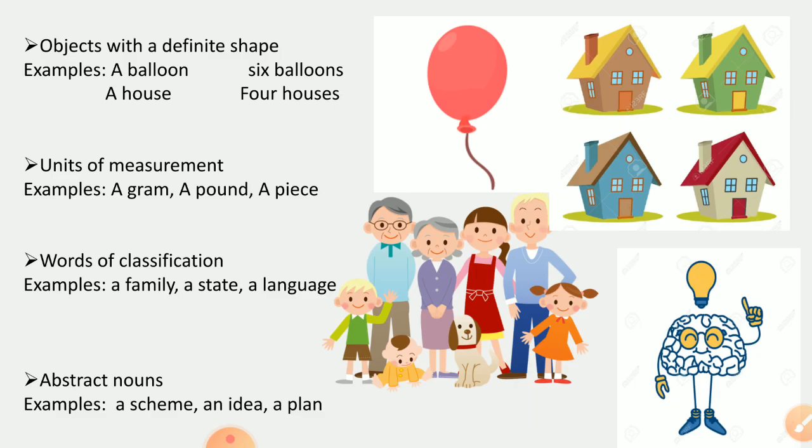Now, objects with a definite shape like balloon, house, these can be counted too. Like you went to an amusement park and you like these colorful balloons and you just bought them. Now, how many balloons have you bought? That depends whether you have bought two balloons, three balloons. Okay. Now take an example like this. Here there are four houses. So it's a countable noun.